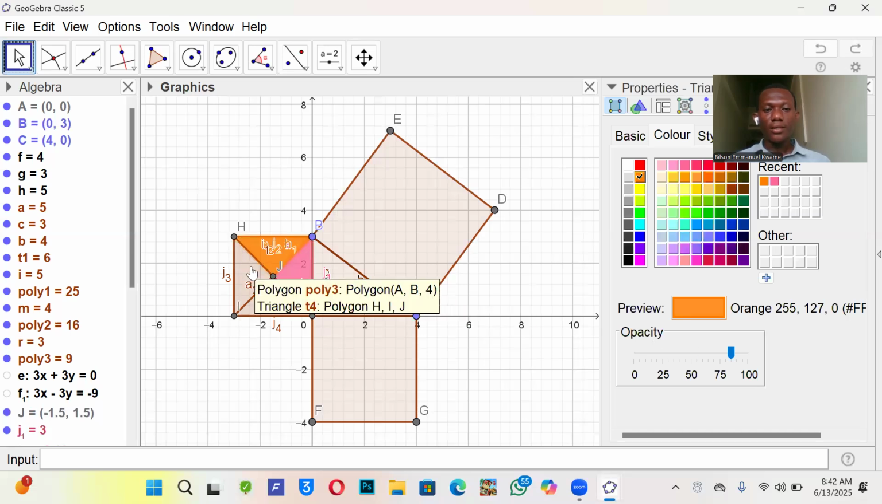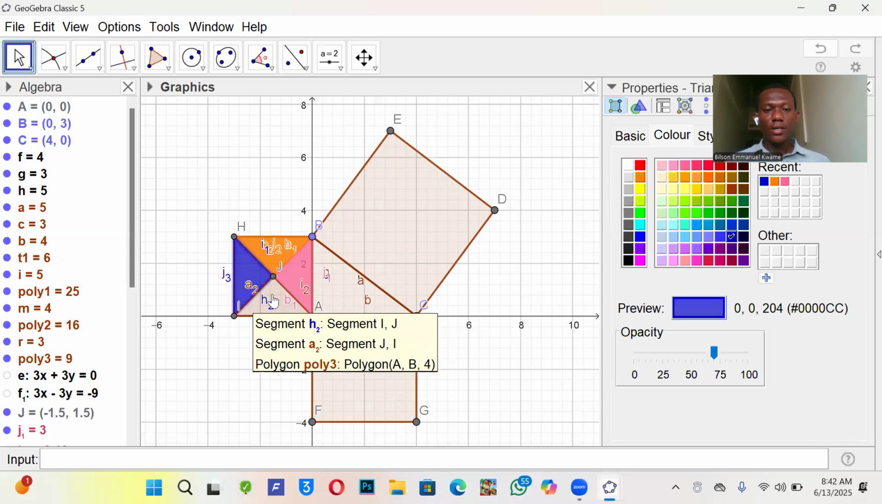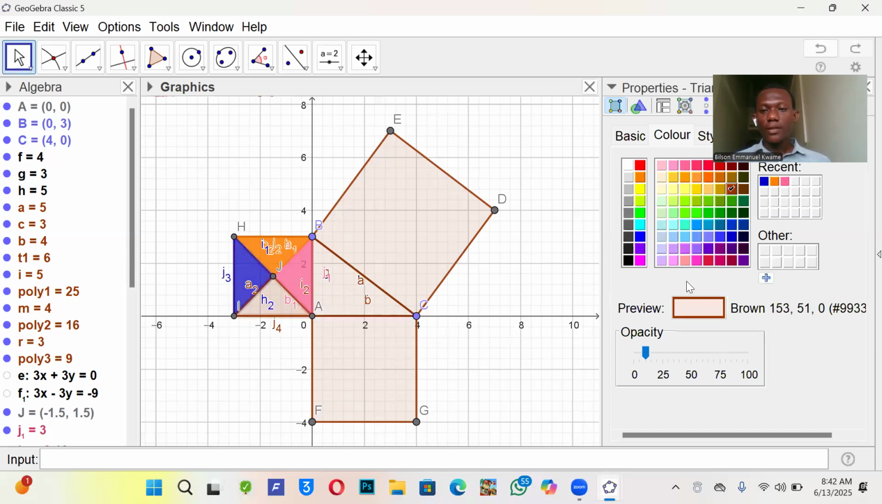Then we come to this side. Then we increase the opacity. Let's choose the color blue. Then we increase it, right? Now we come to this side. Let's choose the color, let's say green. Then we increase it, right?